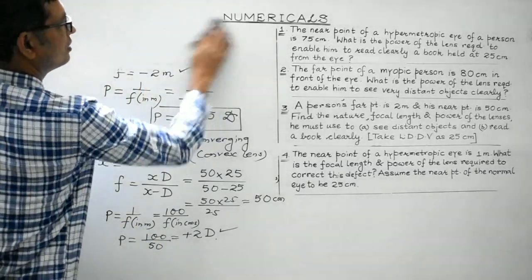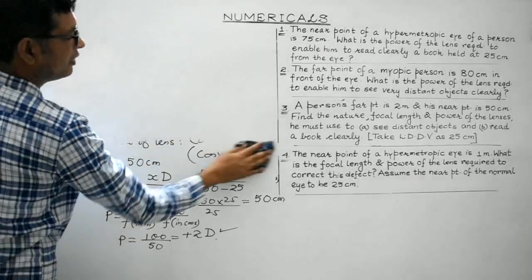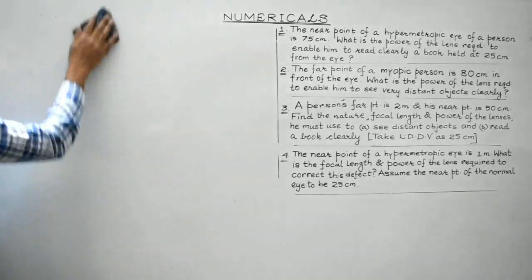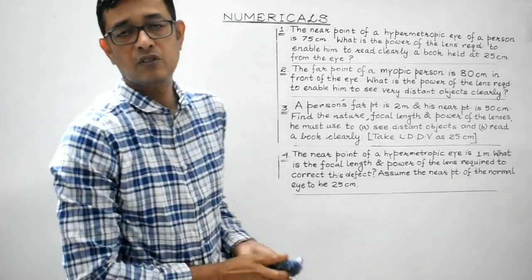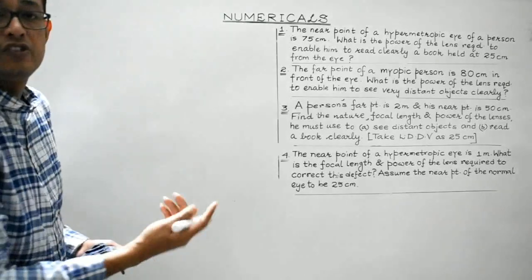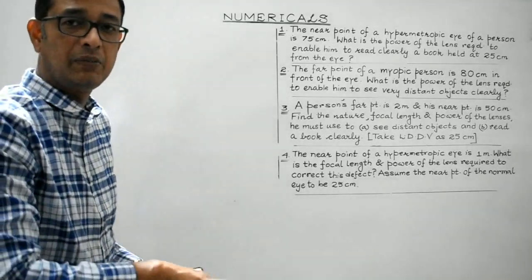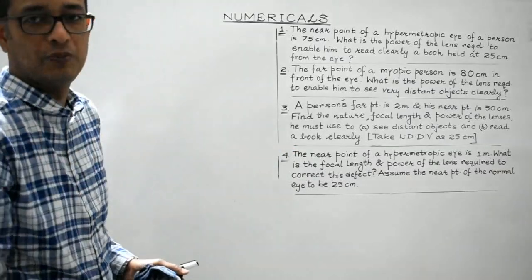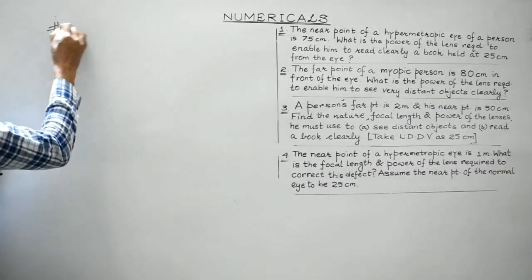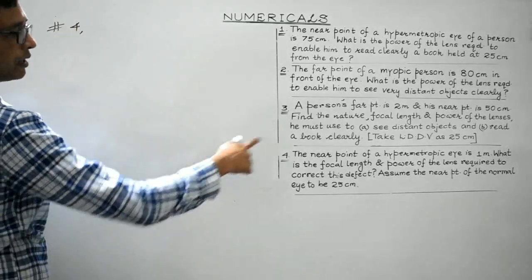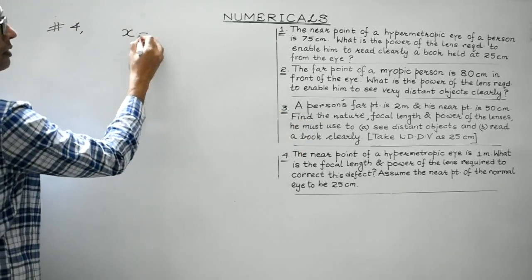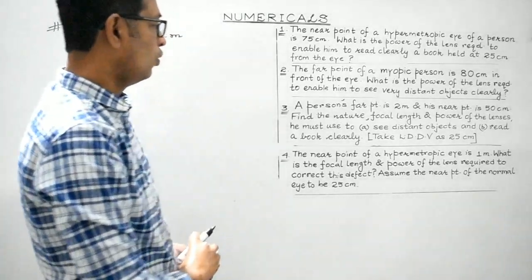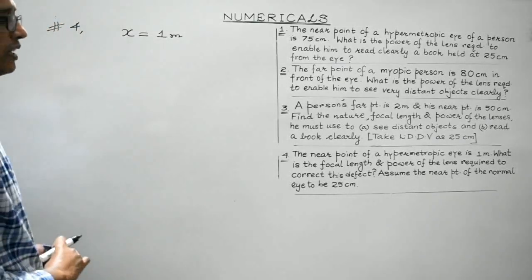It is also based on the same fact. We'll be making use of the same formula. So the fourth question is, the near point of a hypermetropic eye is 1 meter. Near point is changed. It's increased from 25 centimeter to 1 meter. It means that the person must be suffering from hypermetropia, right? So he must be suffering from hypermetropia and near point is 1 meter. Near point or far point, both are represented by x. What is the focal length and power of the lens required to correct this defect?